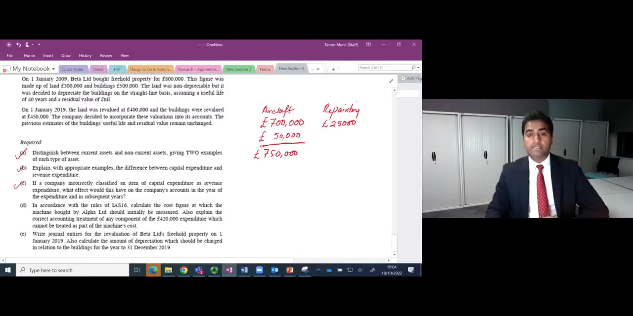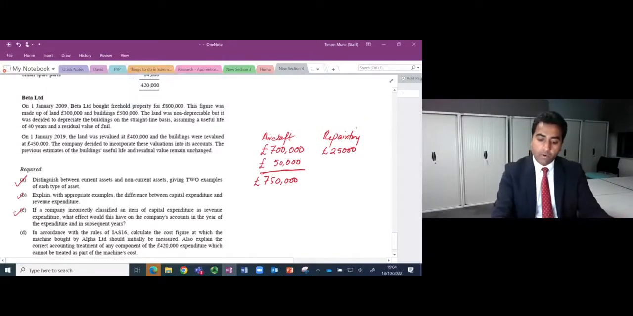This will be recorded as an expense. So remember, all the expenses appear in our income statement, which is also called the profit and loss account, as an expense. Aircraft cost, which is an asset, this will be recorded as a non-current asset in my statement of financial position, which is also called the balance sheet.